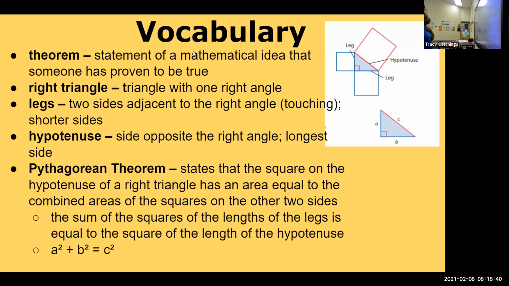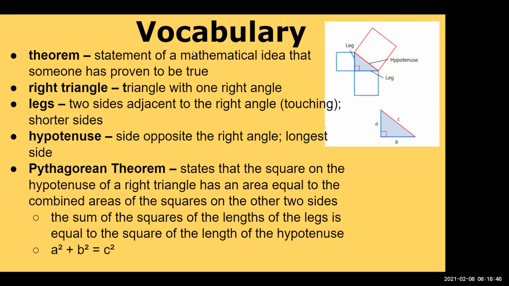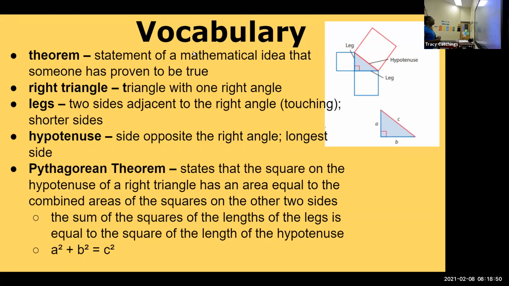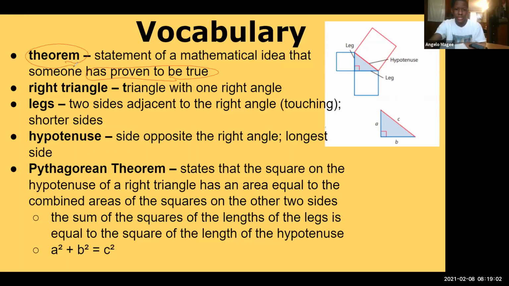All right, a few vocabulary. Somebody tell us what a theorem is. Statement of a mathematical idea that someone has proven to be true. Good job. So something is only a theorem after someone has proven it to be true. That's the only time it's considered a theorem. You will learn a lot about theorems, as I stated, when you get to algebra as well as geometry.